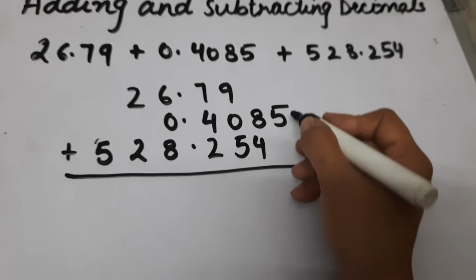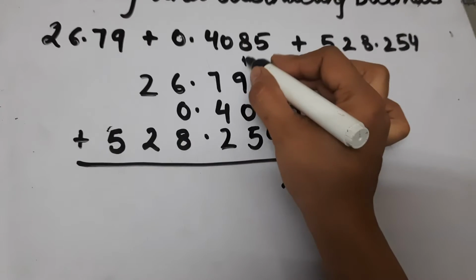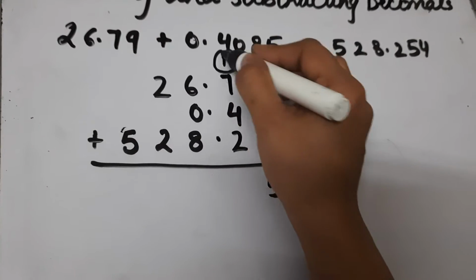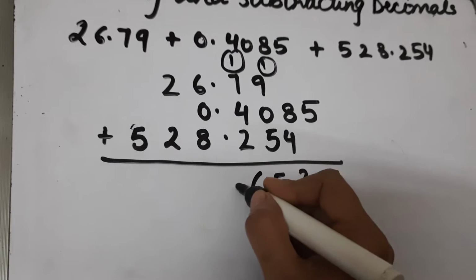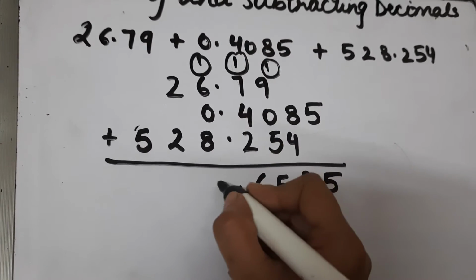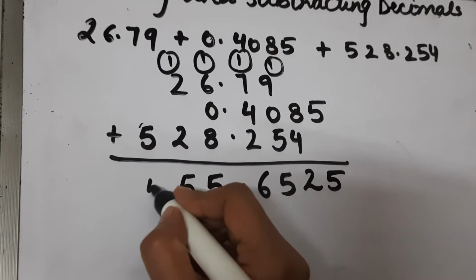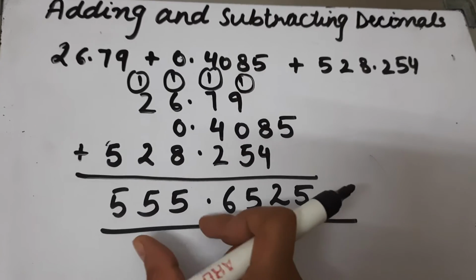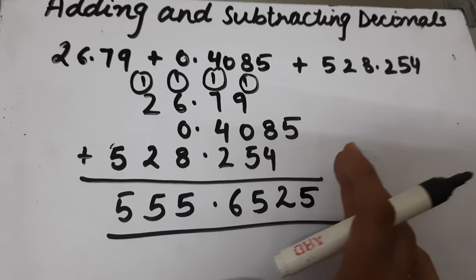So 8 plus 4 is 12, 1 is carry, 10 plus 5 is 15, then 7 plus 1 is 8, 8 plus 4 is 12, 12 plus 2 is 16, 8 plus 6 is 14, plus 1 is 15, 2 plus 2 is 4, plus 1 is 5, and 5. So our answer is 555.6525. This way we add the decimal fractions.